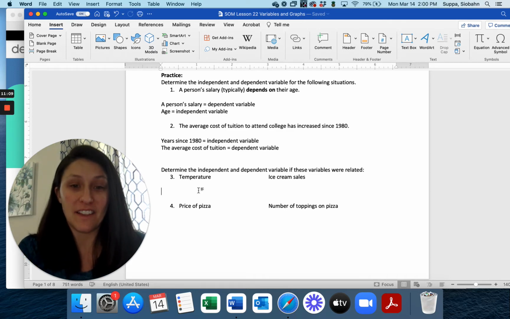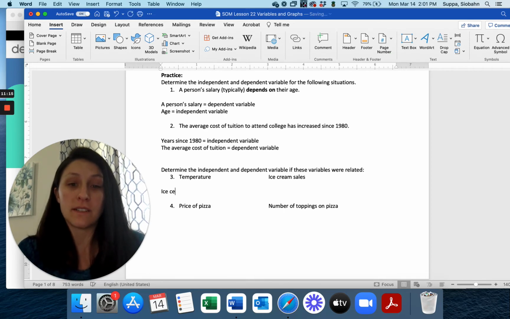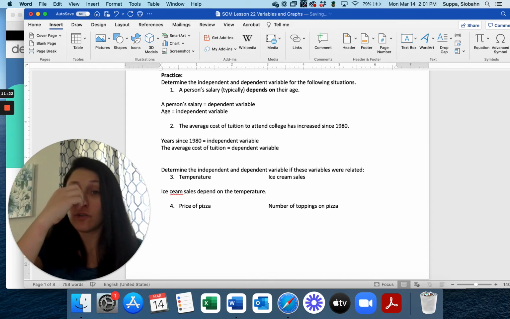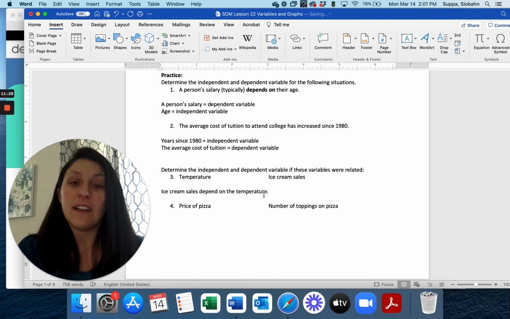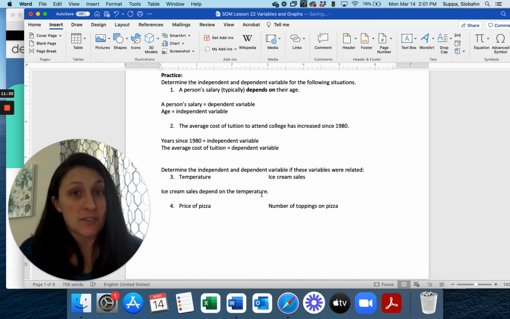That would be great. And then I could prevent it from snowing and I wouldn't have to shovel, all kinds of miracles. But that doesn't happen. Instead, what happens is ice cream sales depend on the temperature outside. In other words, when it's colder, people tend to buy less ice cream. They don't want to make themselves feel colder because they're already cold. And when it's warmer, people tend to buy more ice cream.